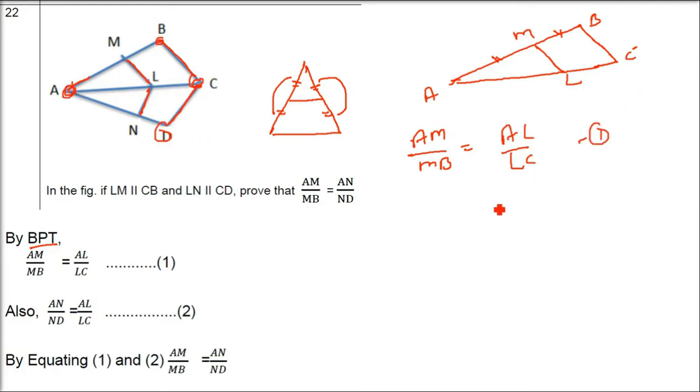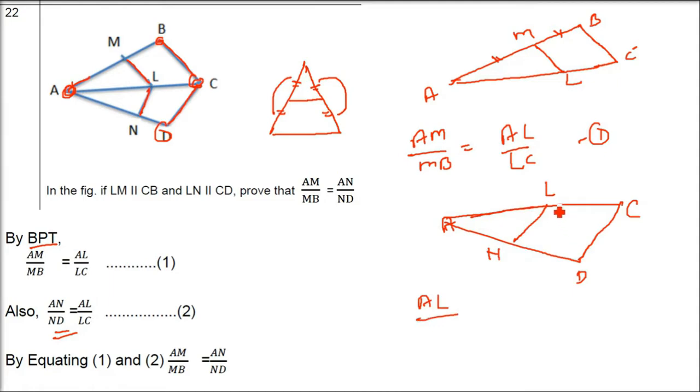And now coming to triangle ADC or ACD. Now another triangle, with this common side AC in both. So in triangle ADC or ACD, we have a line LN which is parallel to CD, or NL is parallel to DC. So when we apply this BPT, AL by LC will be equal to AN by ND. So this is relationship number 2.